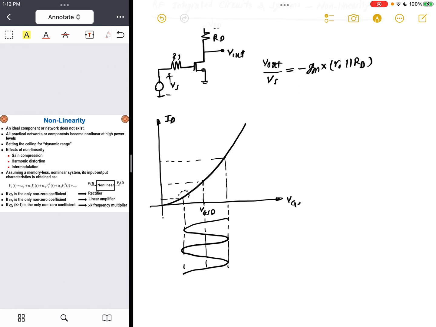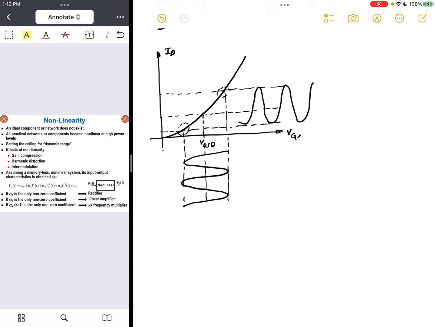For example, around this region, you see that the gain is small, and then passing the operating point around the higher peak of the input variation, you see that the gain is high. So therefore, the output is no longer following the input amplitude in a linear fashion. In fact, the output looks like this. The linear relationship will not exist.